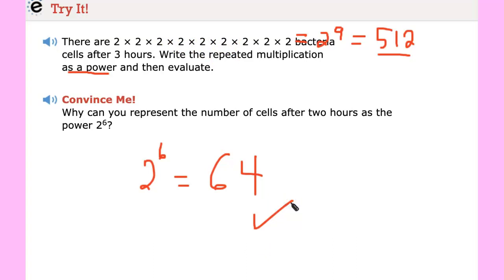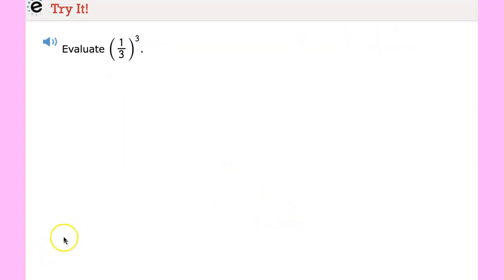Okay, let's try example 2. Evaluate 1/3 to the power of 3. It's the same thing as with a whole number. You're just gonna multiply 1/3. How many times are we gonna multiply this? 3 times. 1/3 times 1/3 times 1/3. And that gives us 1 times 1 times 1 is 1, and then 3 times 3 is 9, times 3 is 27.